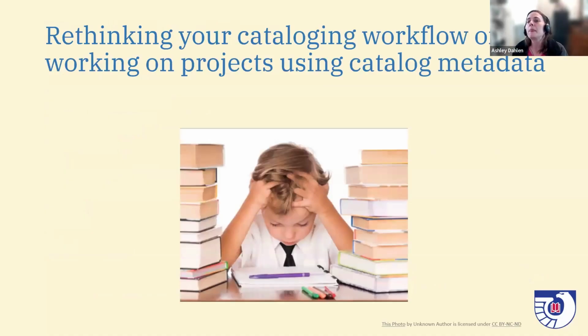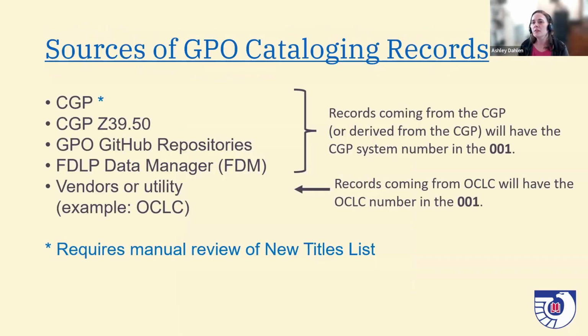All right, so knowing the timeframes of what we've cataloged and when we cataloged, knowing that we had cataloged to different standards over time, knowing that we go in and do updates to catalog records more or less constantly, knowing that we work with pockets of older material, that's going to impact you when you're rethinking your cataloging workflow or when you're working on projects that utilize GPO catalog metadata. So I wanted to draw attention to various sources of GPO cataloging records.